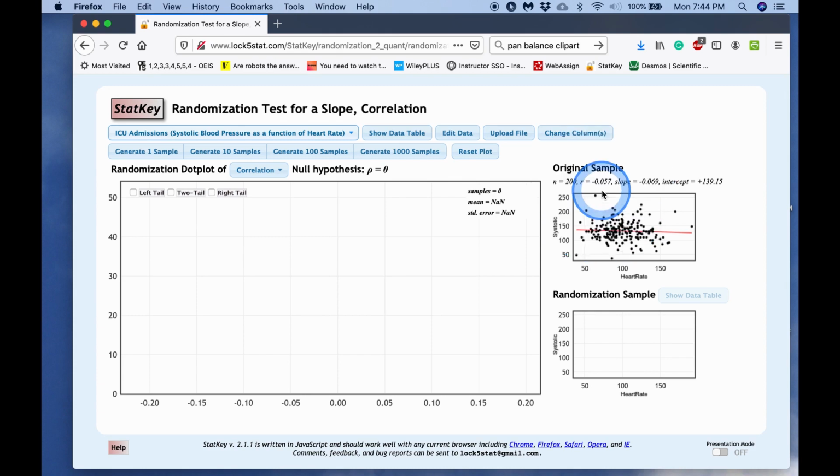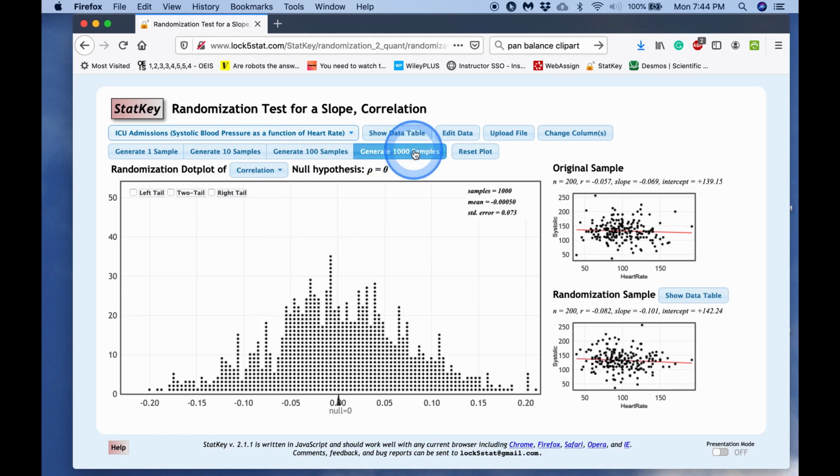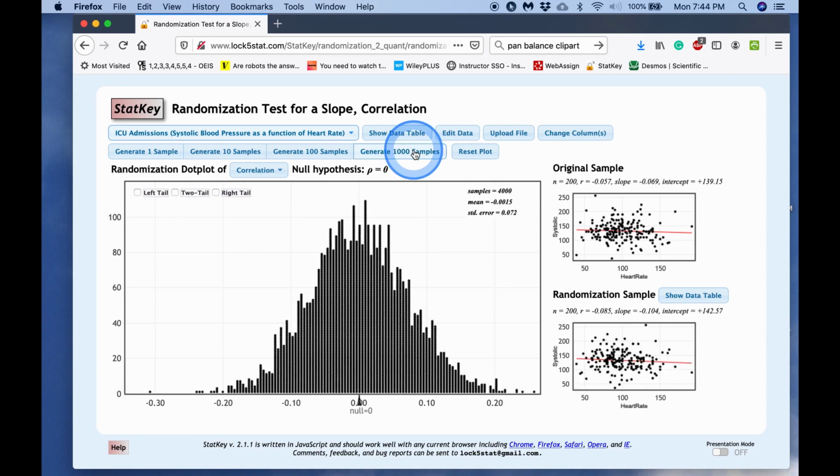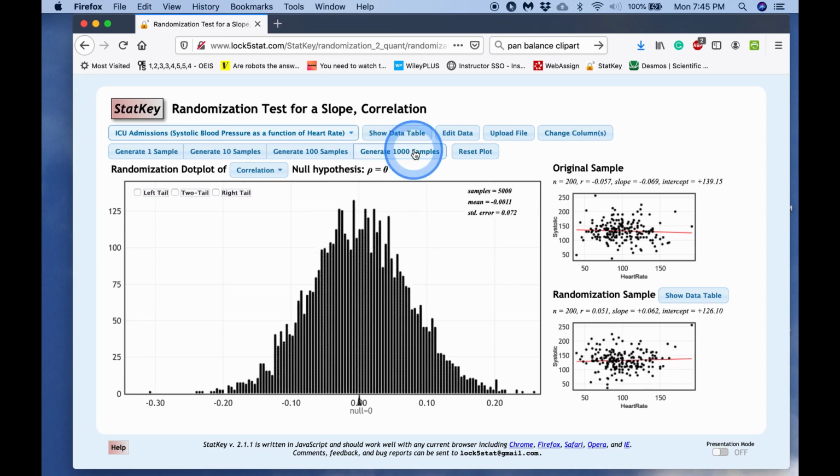And so the question is, how much weight, what's the p-value of this evidence? Now to get that, we're going to create a randomization dot plot of the correlation. So make sure when you are using this panel that you understand that we could be doing a dot plot for the correlation or for the slope of the regression line. So just make sure it's toggled for correlation. And we're just going to generate several thousand samples under the null hypothesis. And we can see this bell-shaped curve emerging. And it's centered, of course, on our null parameter of rho equal to 0.